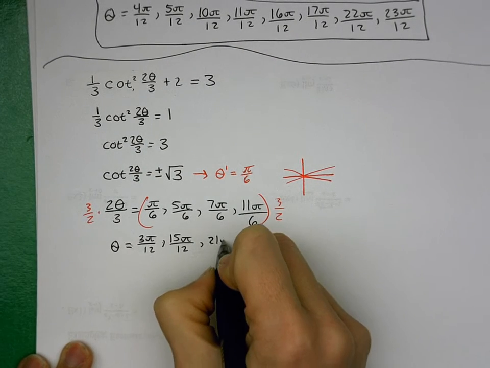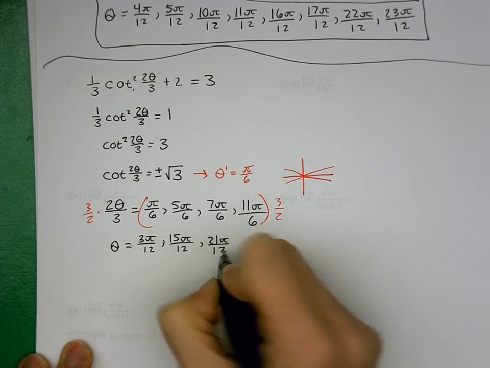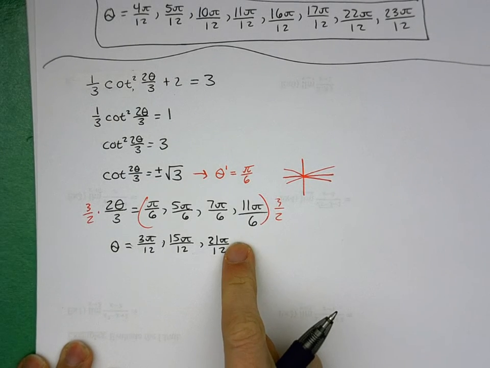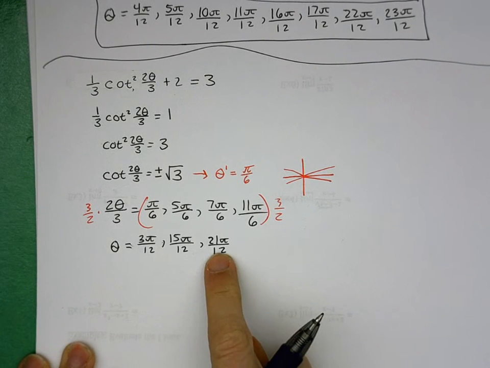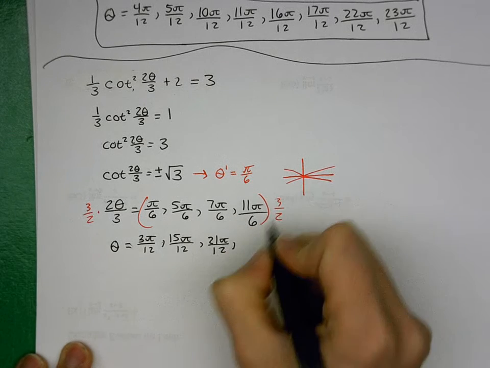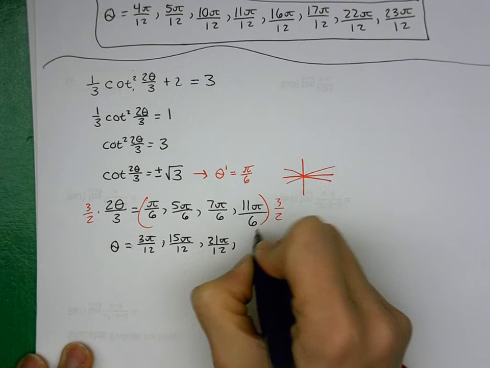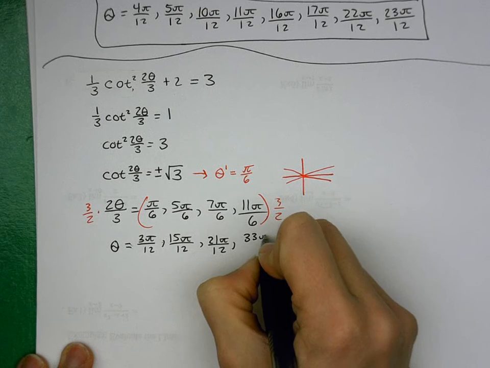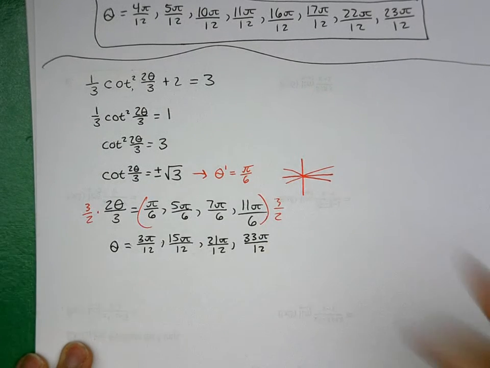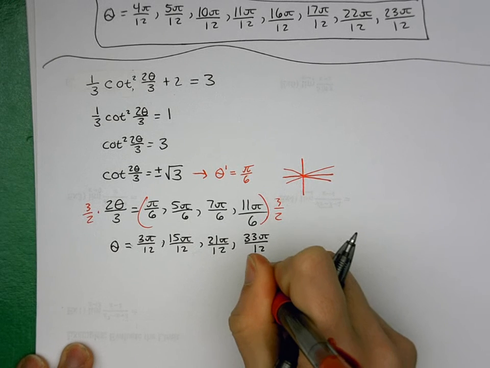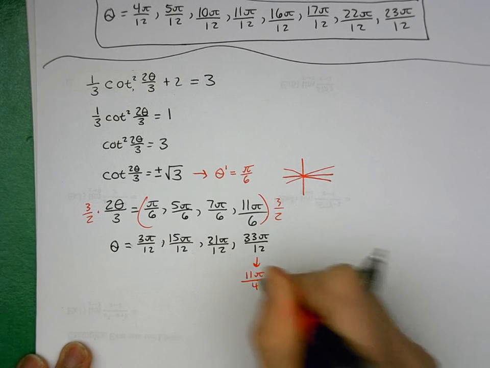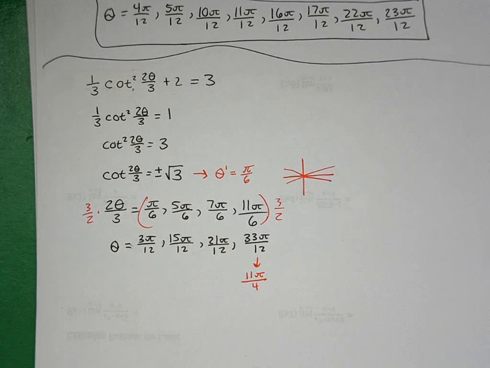21 pi over 12, which reduces to 7 pi over 4. So we're still sitting below our 2 pi range. But right here, where we do our 11 pi over 6 times 3/2, we get 33 pi over 12, which reduces to, if I divide a 3 out of top and bottom, 11 pi over 4, which is definitely outside of my domain in this particular case of 0 to 2 pi.